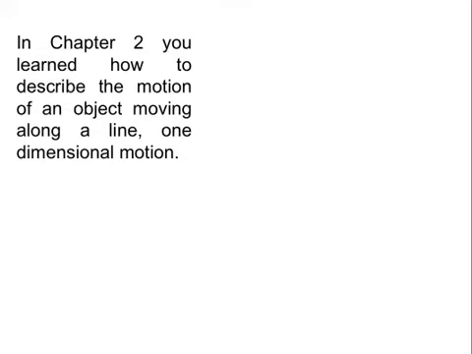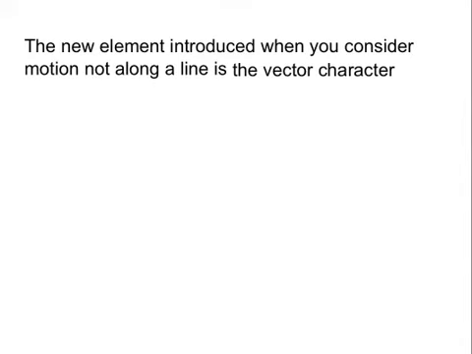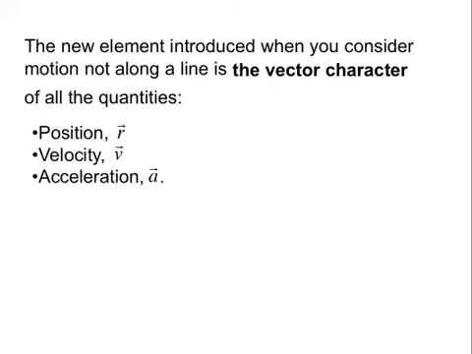In Chapter 2, you learned how to describe the motion of an object moving along a line, one-dimensional motion. Of course, in the real world, there are 3 dimensions, so you will have to learn about more general motion. The new element introduced when you consider motion not along a line is the vector character of all the quantities: position, velocity, and acceleration.